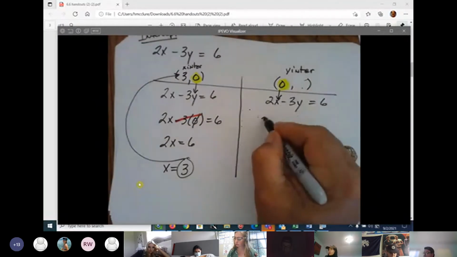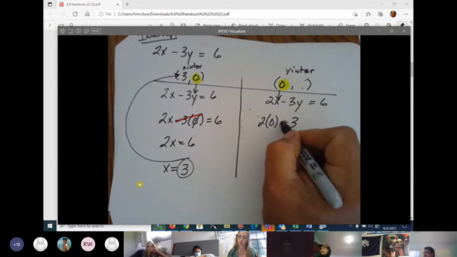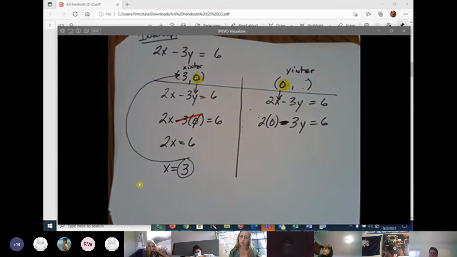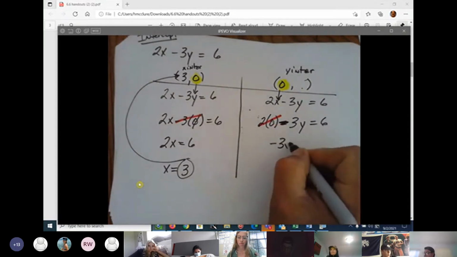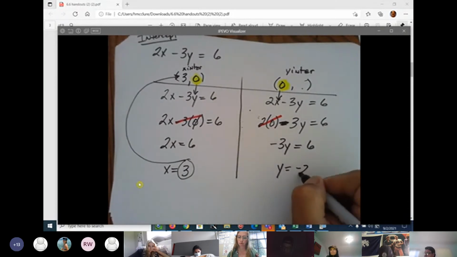And 0 for x. We know that does what to the x term? It cancels the x term out. Then you're left with negative 3y is equal to 6. Y is equal to negative 2.